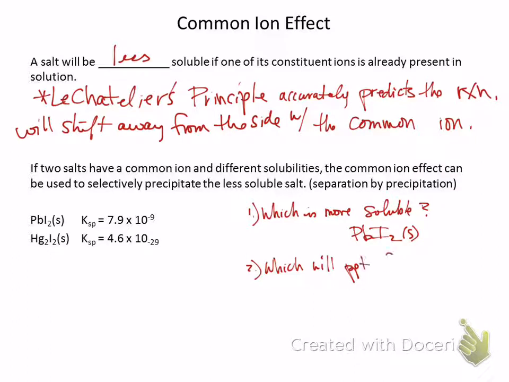So then, which will precipitate first when we add extra iodide in? The answer to this one, of course, is that the mercury is going to precipitate more quickly, because this is the one that has the lower solubility. And since the difference in their solubility constants is so significant, we can selectively precipitate out the mercury iodide, leaving behind the lead iodide, even though it also does not have a very significant solubility.